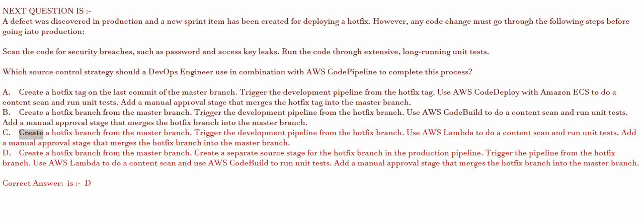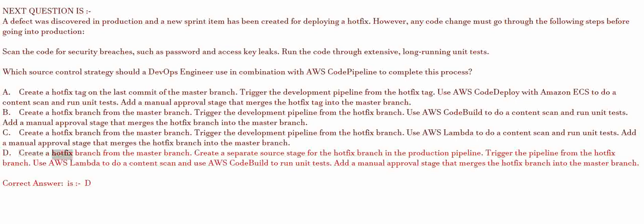Add a manual approval stage that merges the hotfix branch into the master branch. C. Create a hotfix branch from the master branch. Trigger the development pipeline from the hotfix branch. Use AWS Lambda to do a content scan and run unit tests. Add a manual approval stage that merges the hotfix branch into the master branch.